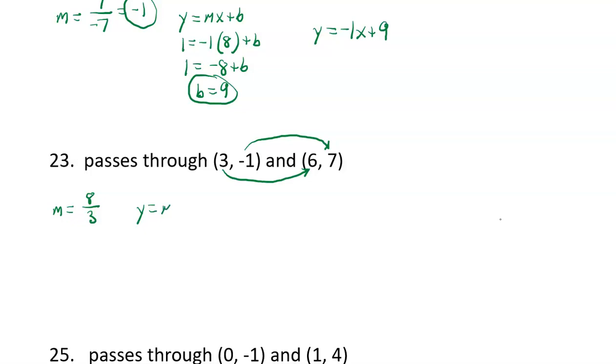Now let's get the value of b. So y equals mx plus b. In our first ordered pair, the 3 is our x value and the -1 is the y value. Make those substitutions.